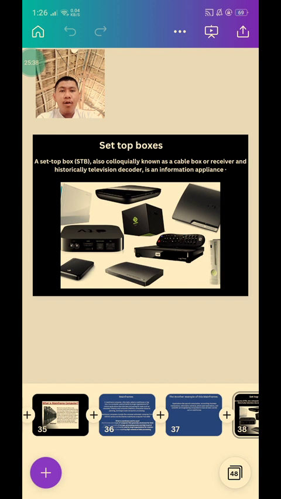Ginagamit daw po yan sa cable, yung sa TV po, yung cable sa TV, yung saksakan, yung sa likod, yung cable box, yung nag-receive ng mga signal, pag may aloadan, ganoon, pag sa cable.